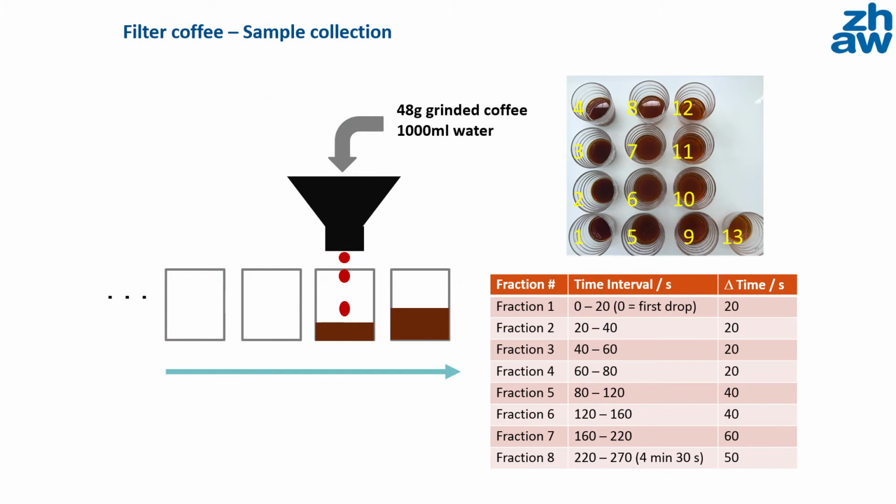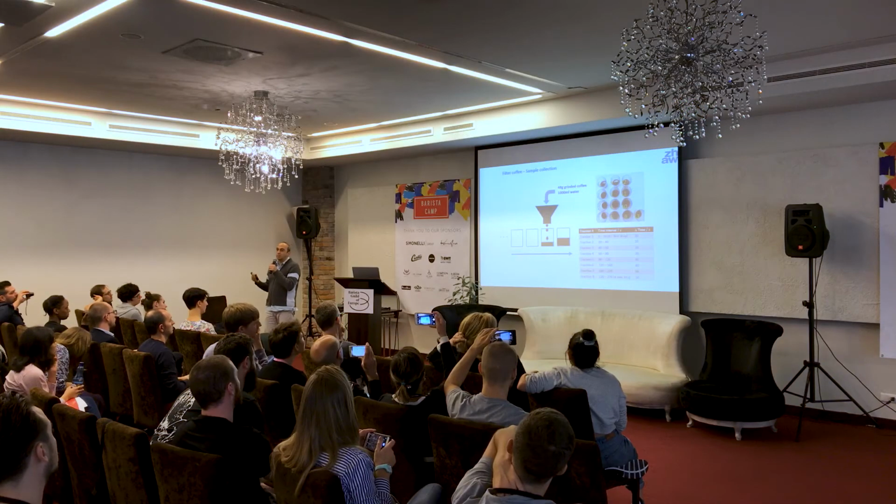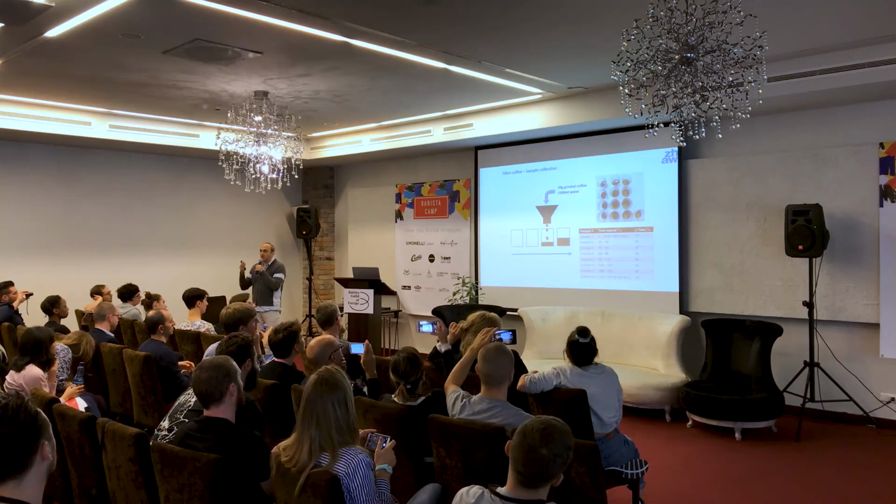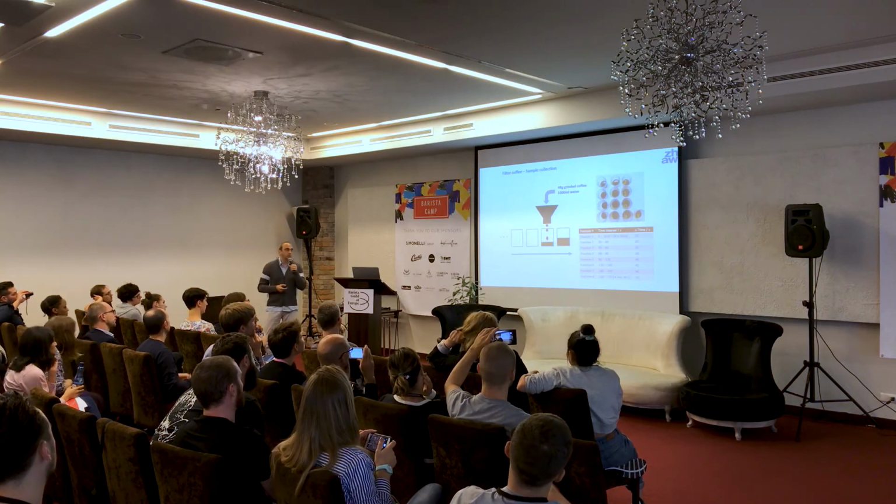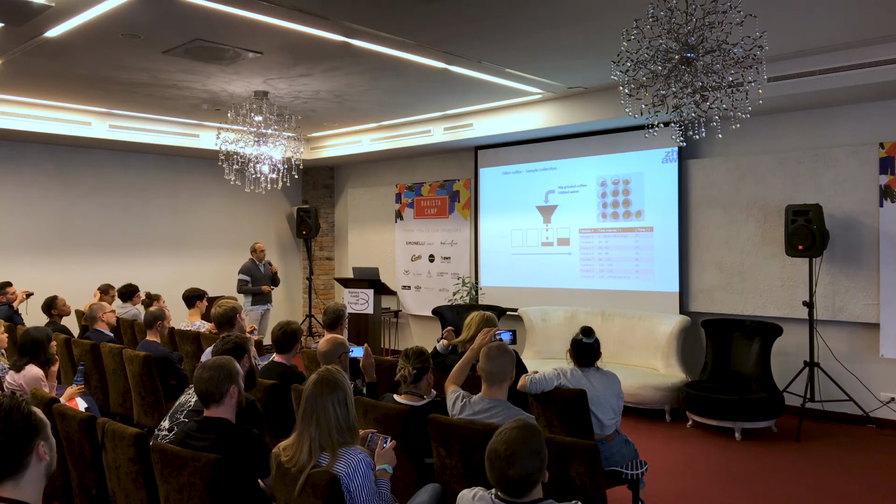Here are the fractions we collected. Of course, now, since it's a much longer extraction, we can select a large number of fractions. We can look in more detail at individual fractions because we need a specific amount to do analysis. We cannot have like a 1 milliliter fraction. It's not possible. And so we collected the fractions.